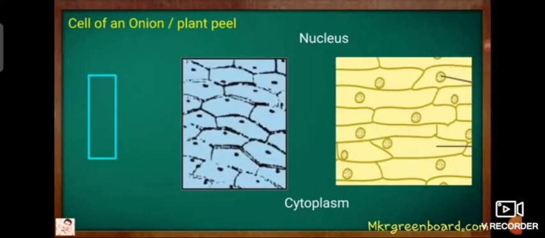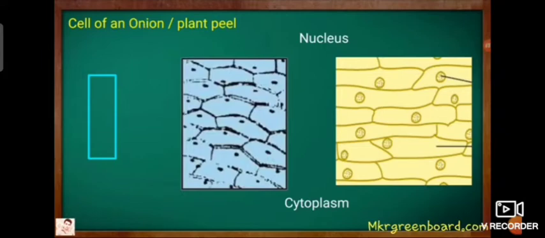Just for an example, if you take an onion peel or any kind of plant peel under the microscope, you can find this kind of structure that you can see over here, some compartment-like or chamber-like structure. So a cell is basically a small chamber which is modified to do some activities. In case of living things, cells are modified to do physiological activities to maintain the life processes.